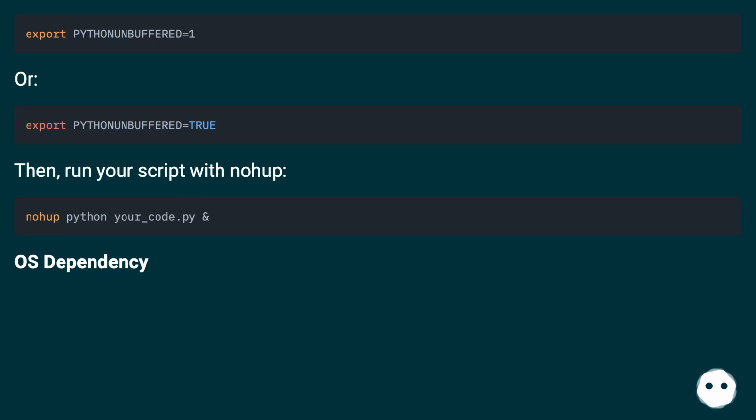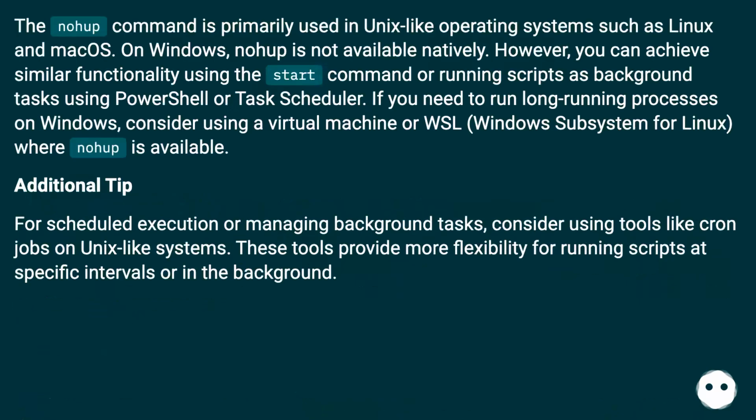OS dependency. The nohup command is primarily used in Unix-like operating systems such as Linux and macOS. On Windows, nohup is not available natively. However, you can achieve similar functionality using the start command or running scripts as background tasks using PowerShell or Task Scheduler. If you need to run long-running processes on Windows, consider using a virtual machine or WSL, or Windows Subsystem for Linux, where nohup is available.